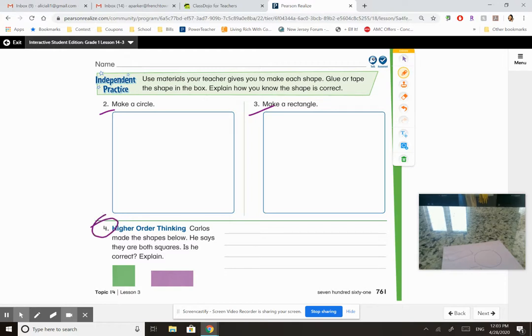Number 4. Carlos made the shape below. He says they are both squares. Is he correct? So think about that.